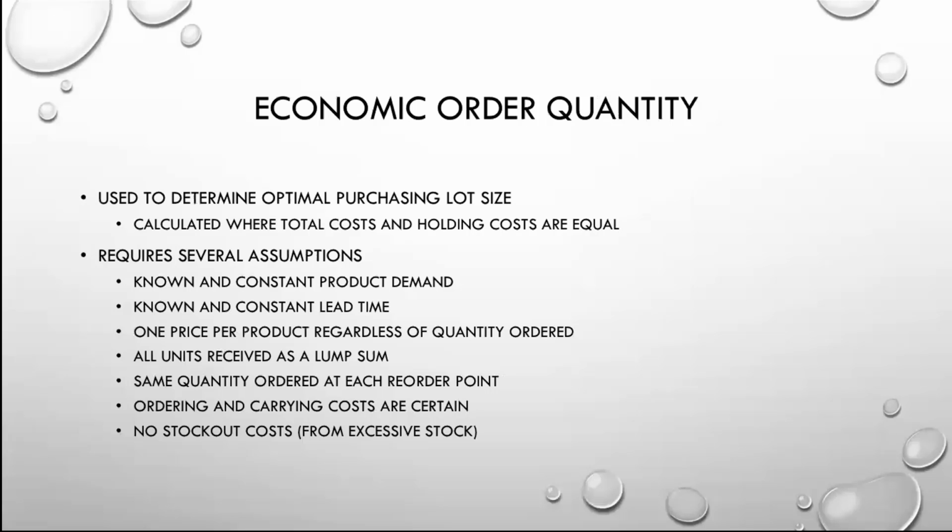So there's one price per product regardless of how many you order. If there are multiple price points, you're going to have to change the way you do your equation. It takes a little bit of algebra. I've seen over the years people make spreadsheets that do this. Just realize that the EOQ takes into consideration one price per product, regardless of the quantity ordered, because we're dealing with ordering costs and holding costs.